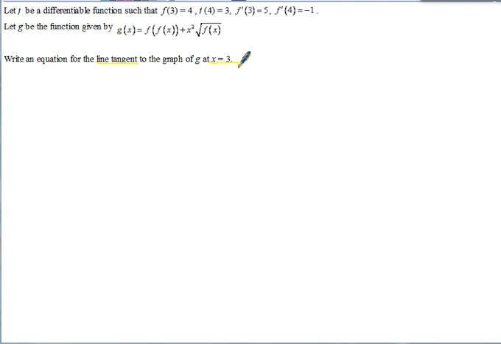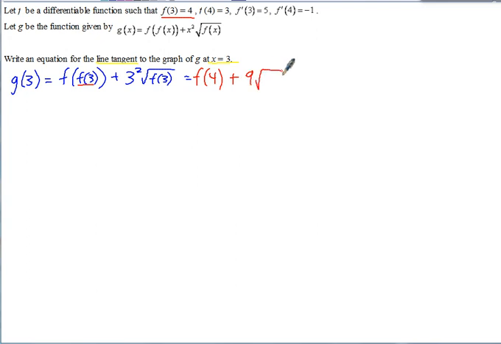So let's start by finding the point of tangency by just plugging in 3 into the original equation. That will give us the y point. So g of 3 would be f of 3 plus 3 squared times the square root of f of 3. If we start simplifying, f of 3, they tell you at the top, is 4. Plus 3 squared is 9 times the square root of f of 3, again, they tell you this.